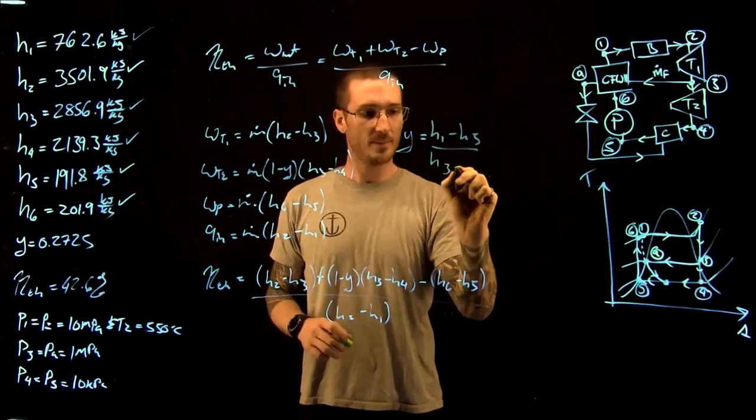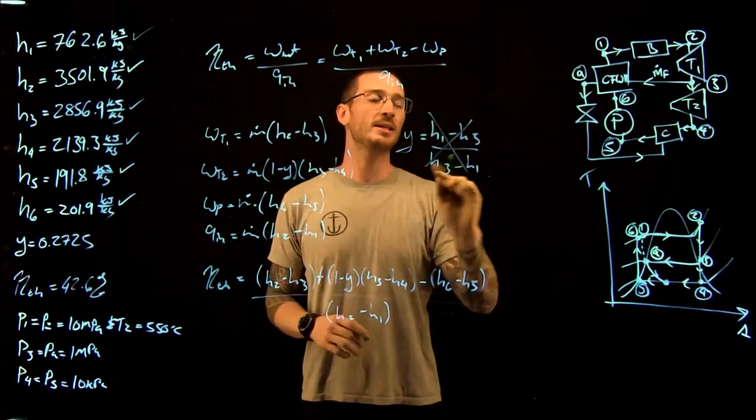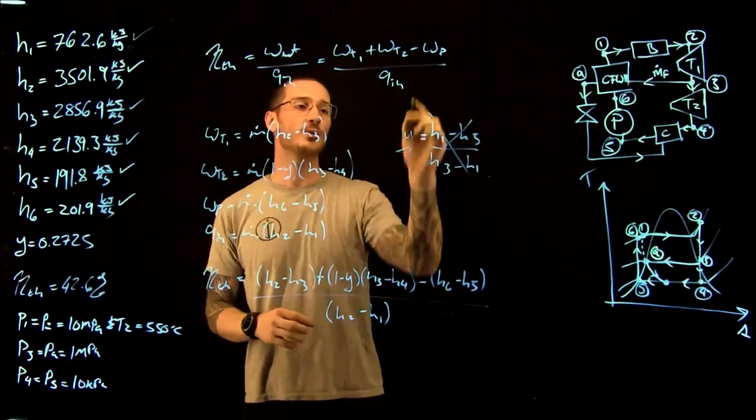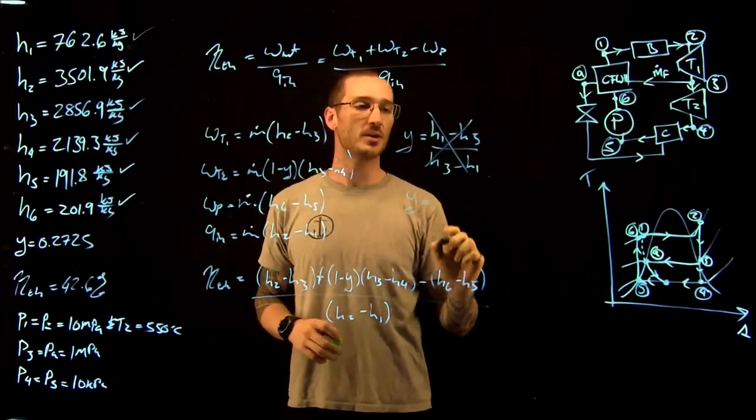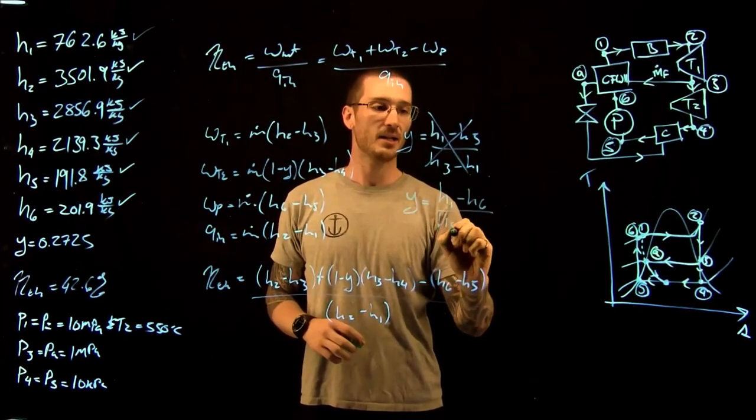Now, remember that we said Y was equal to H1 minus H5 divided by H3 minus H1 when we were neglecting the work of the pump. This is wrong. We need to be consistent when we consider the work of the pump. Our mass fraction is going to change to H1 minus H6 divided by H3 minus H1.